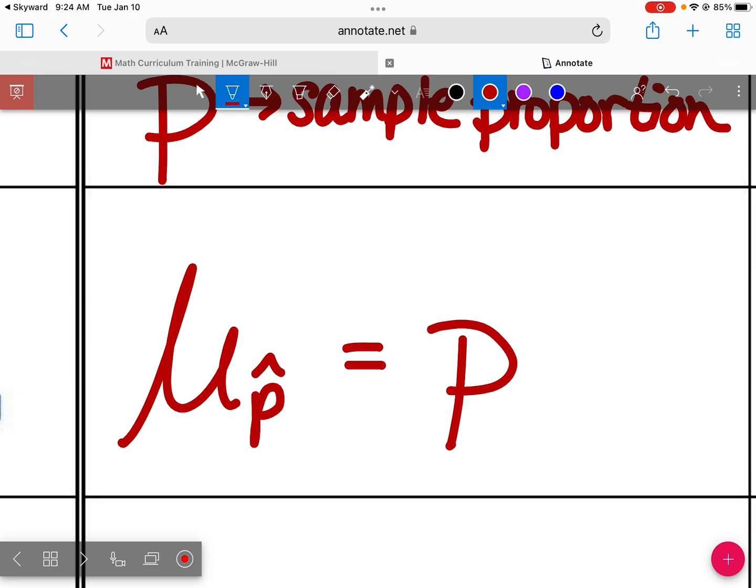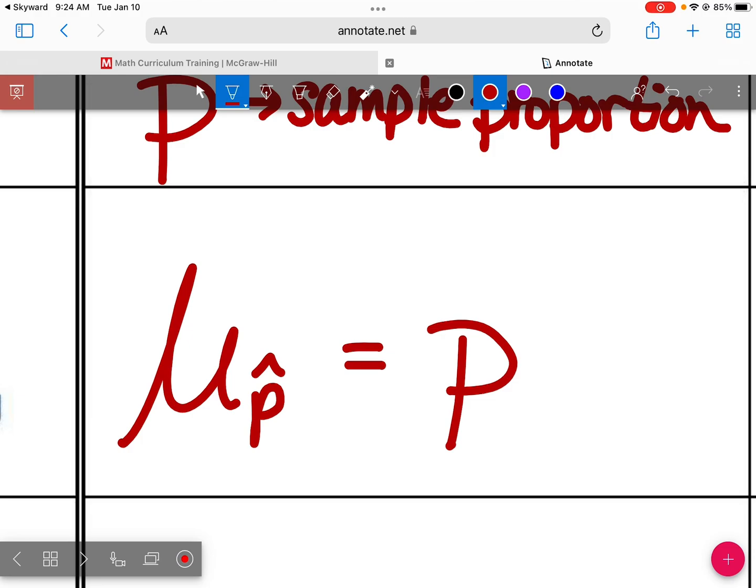This is one of those things that is on your reference sheet. If you look on your reference page, I'm on the back of the front piece of paper here. It says sampling distribution for proportions for one population. Mean or mu of P hat equals P. I've got that right there.